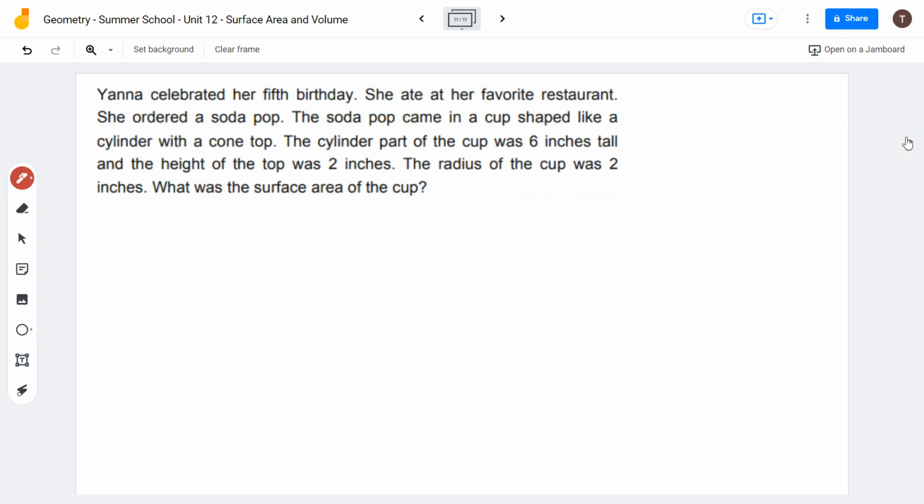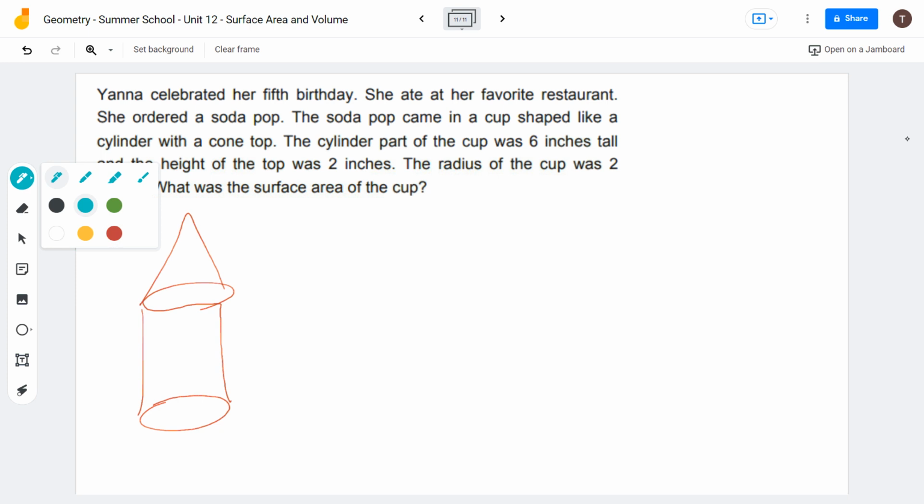All right. Last one, and I'm going to try to go through this fairly quickly, but Yana celebrated her 5th birthday. She ate her favorite restaurant. She ordered a soda pop. The soda pop came in a cup shaped like a cylinder with a cone on top. The cylinder, so let's try to draw that as best as I can. Something like that. Okay. The cylinder part of the cup was 6 inches tall, and the height of the top was 2 inches. The radius of the cup was 2 inches, so that would be for both the cylinder and the cone. What is the surface area?